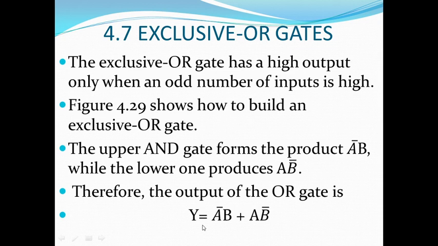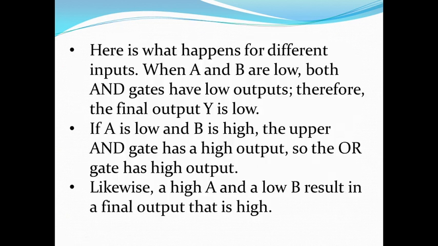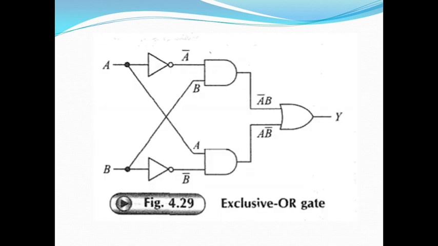So Y is equal to A bar B plus AB bar, or it can also be written as A direct sum of B. Here is what happens for different inputs. When A and B both are low, both AND gates have low outputs. Therefore, the final output Y is going to be low. So, A is low, B is low.